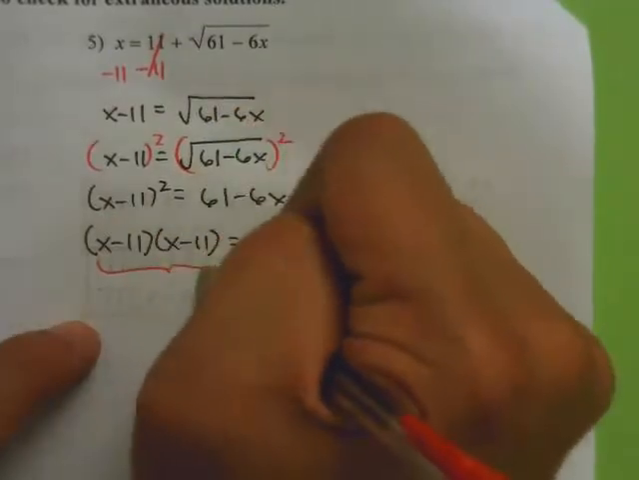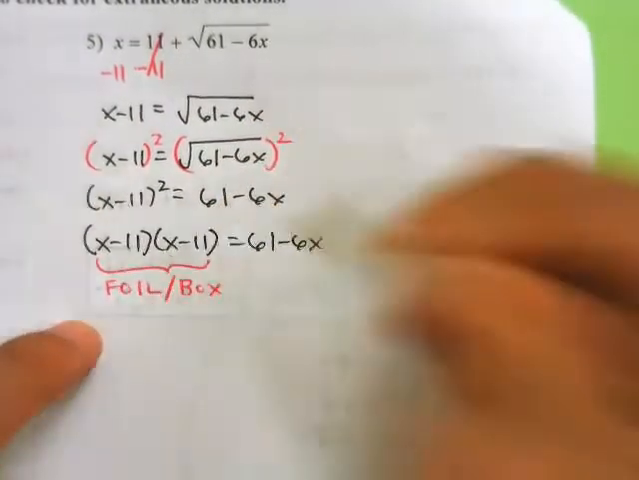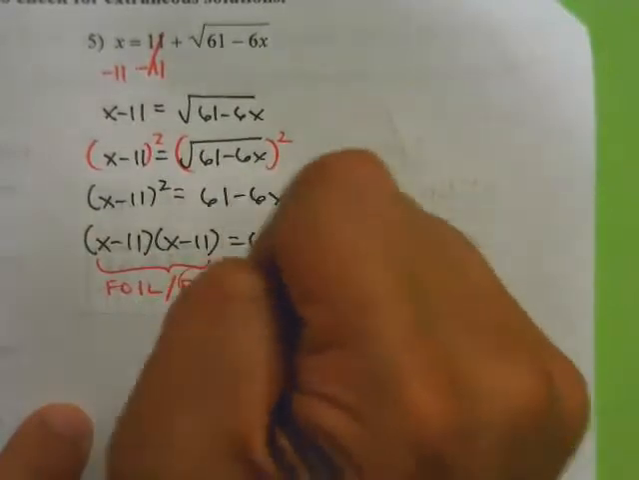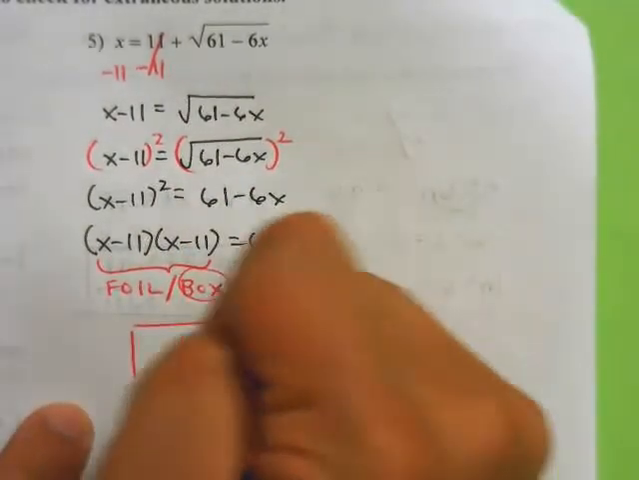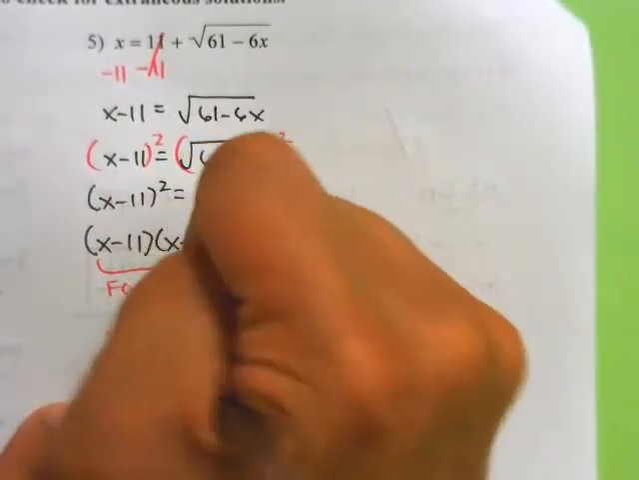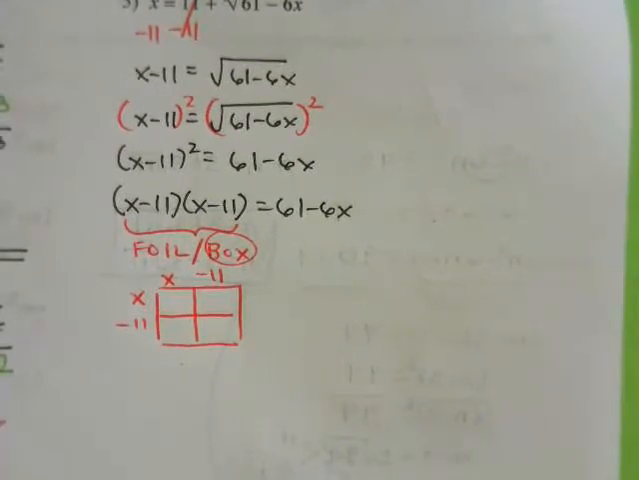So we're going to have to multiply this out, either FOIL or box method. I think I've shown FOIL the last time. And so what I want to show you guys is the box method over here. So here's another way to do this. X minus 11, x minus 11. It's really very similar to FOIL. It's just that you've got a box.